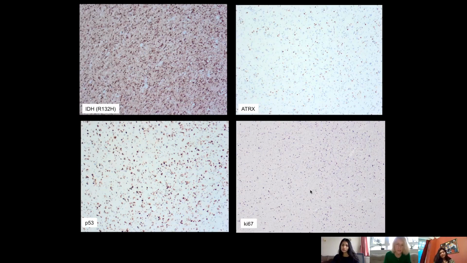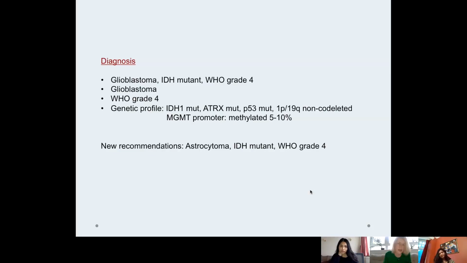So this immunoprofile of mutant ATRX, mutant p53 together with mutant IDH is not compatible with the diagnosis of oligodendroglioma, and the final diagnosis is of an astrocytic tumor, high grade because there is microvascular proliferation. We could not see necrosis, but there was definite microvascular proliferation. So the histological diagnosis, glioblastoma, WHO grade 4.